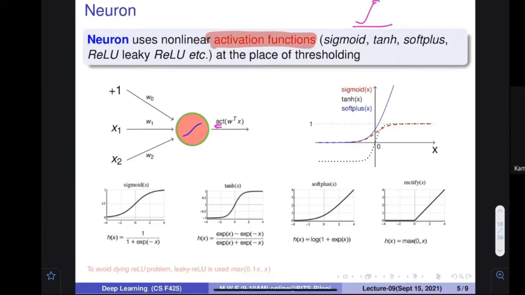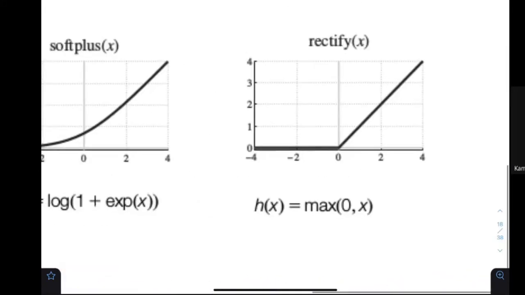Okay, so to solve this, another function came, called the ReLU function, rectified linear unit, and that's a very easy function. This function says that you want to see two values, a fixed value 0 and x.